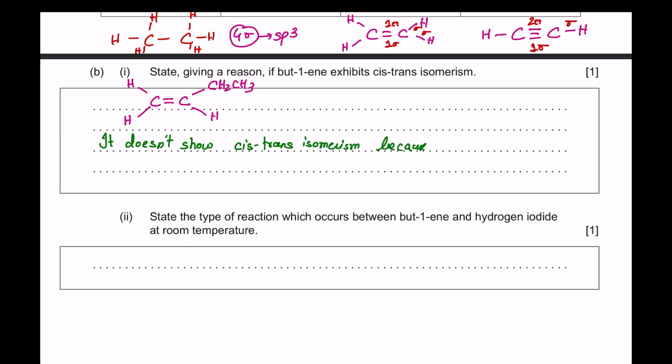because on carbon 1, this is the carbon 1, both groups attached are same. That is hydrogen atom.